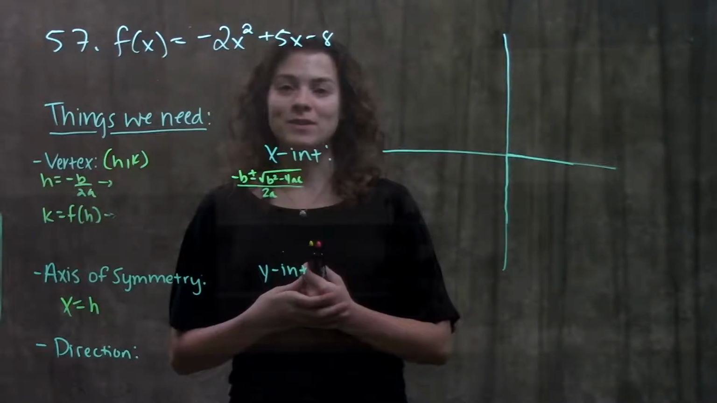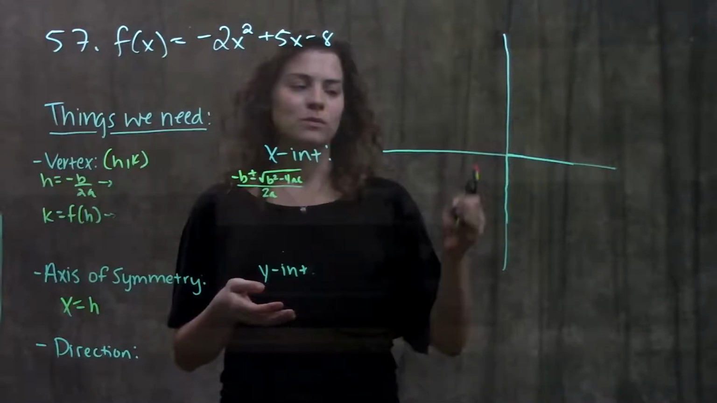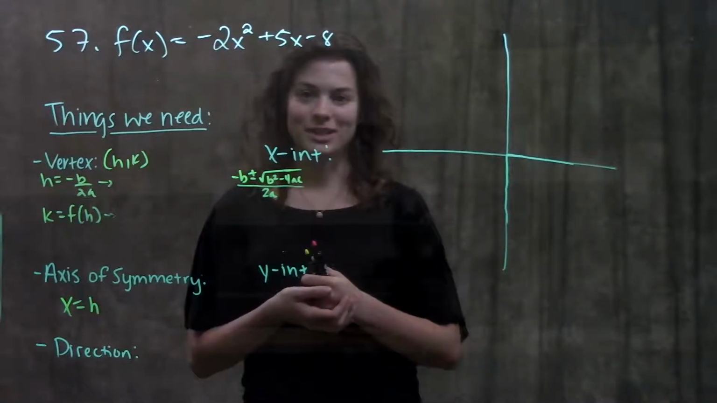Alright, so in order to graph this function, first we need to find a bunch of values, but then once we find all these values, we can plot them on our graph, and then it actually becomes really easy to sketch the graph of this function.